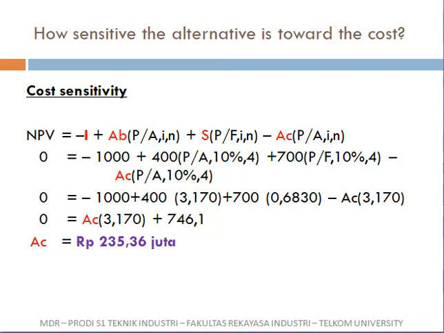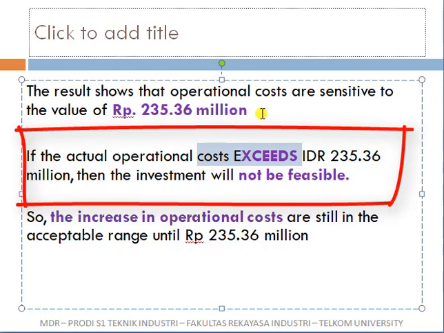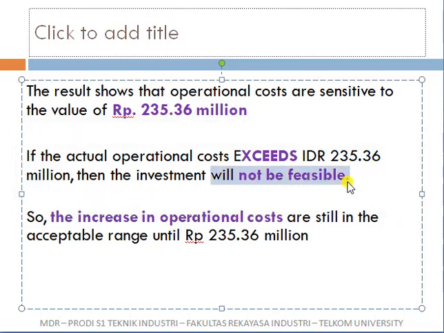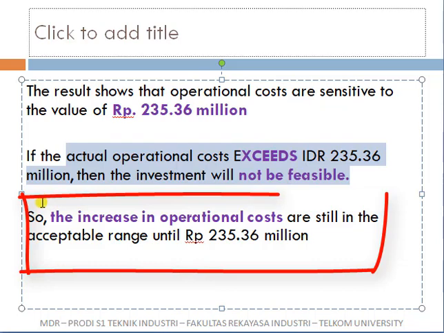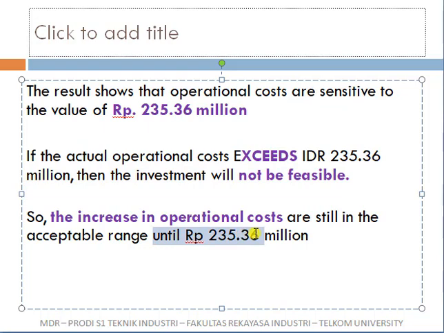And what is the exact meaning of this value? The result shows that the operational costs are very sensitive to the value of 235.36 million. So if the actual operational cost exceeds this sensitivity level, then the investment will not be feasible again. Just highlight this definition. Vice versa, the increase in operational costs is still acceptable within the range of this sensitivity level.